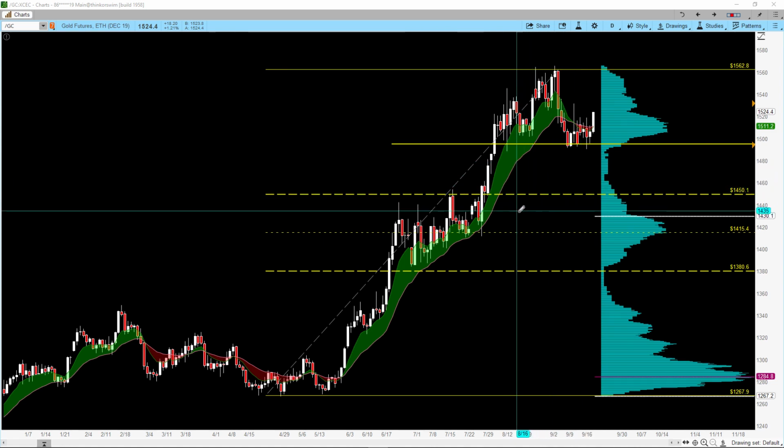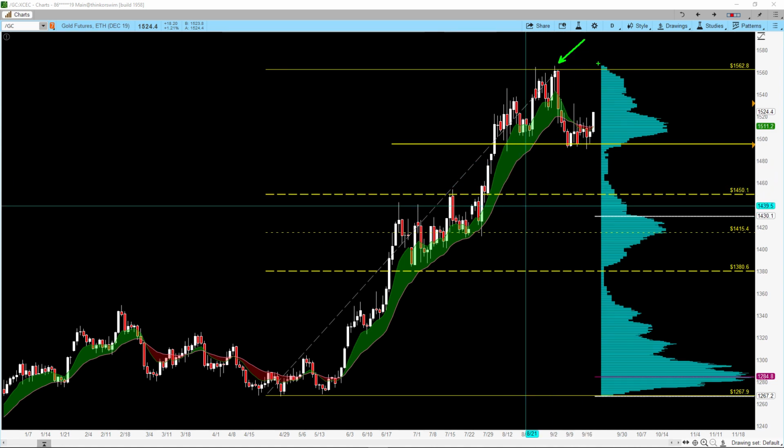Gold made a pullback after it came up to above the 1562, 1563 area. Right now it seems to be consolidating up here, in this high volume area. But I believe this is probably still going to have a little bit more pullback to come, and I'm basically looking for it to pull back to this 38.2 level here at 1450. Then maybe we see a bounce back up. So basically, I'm still looking for a pullback on gold.